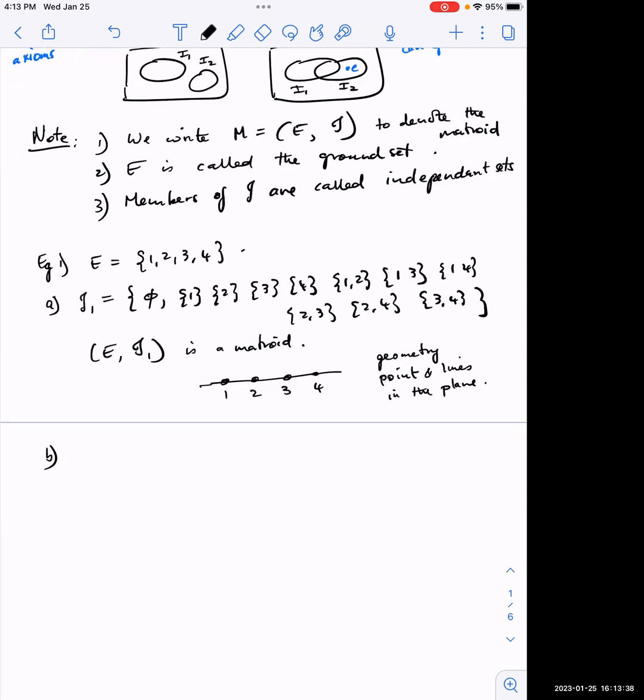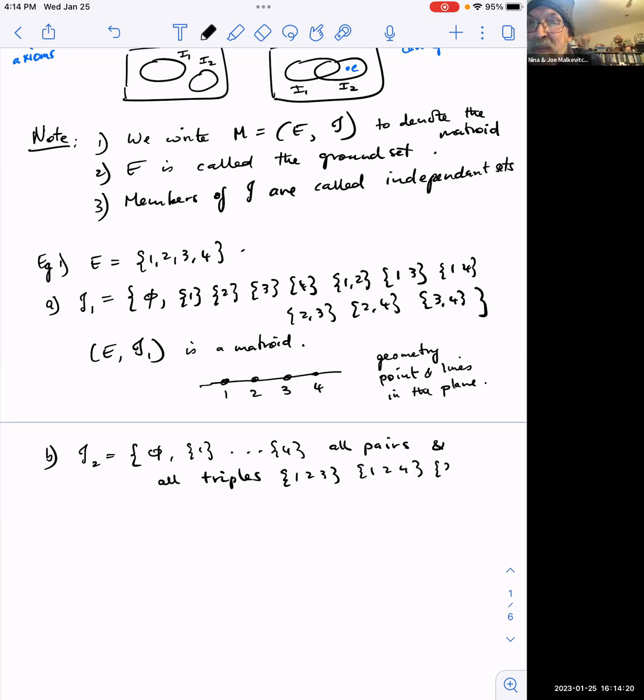So let's talk about this one. It's got all the singletons, and all the pairs. So let's just write that down, all the pairs. And all triples. So the only thing missing here is the entire set 1, 2, 3, 4. So all triples, what are the triples here? 1, 2, 3, 1, 2, 4.